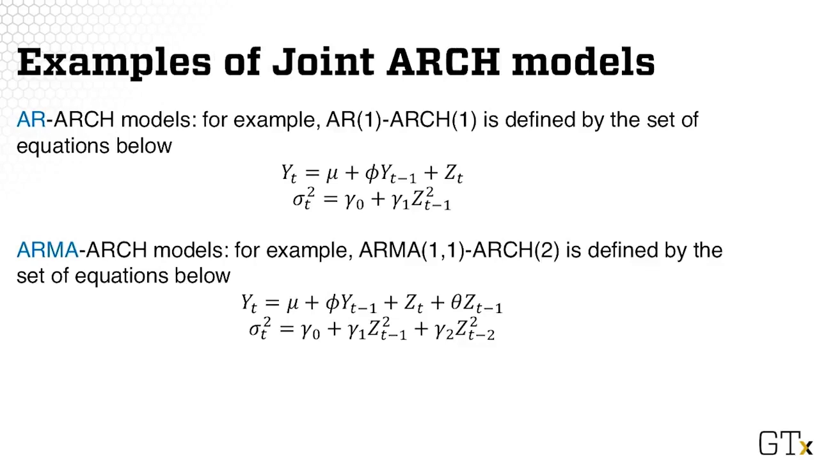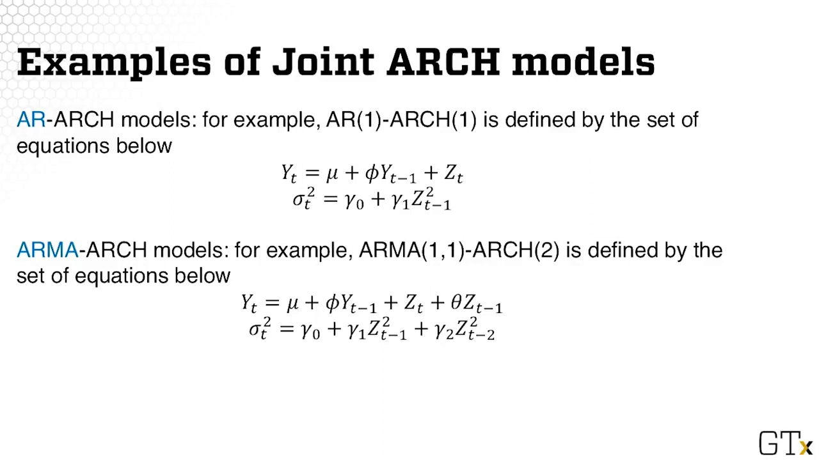We can combine the ARCH model with an ARMA model as illustrated in the first slide of this lesson. Some specific examples are provided here. We can begin by assuming an AR(1) process for modeling yt with mean mu and AR coefficient phi. Then the process zt can be assumed to be an ARCH(1) model. Hence, the conditional variance is gamma 0 plus gamma 1 times zt minus 1 squared.